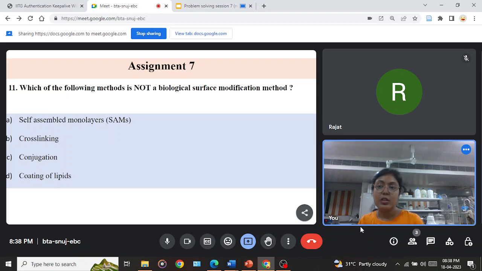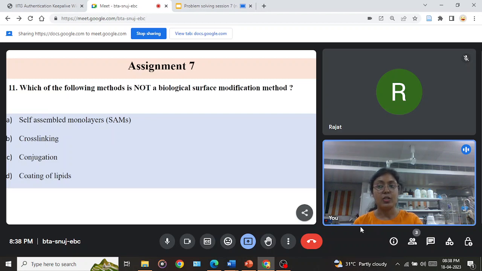So just now we went through chemical modification methods, if you recall. In that case, this option of self-assembled monolayers was given, right? Self-assembled monolayers involving thiolization or silanization come under chemical surface modification methods. So your correct answer would be option A, right?